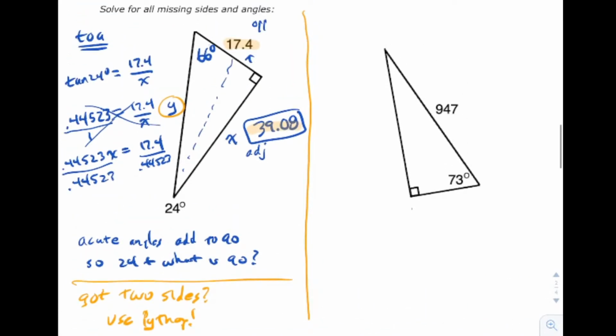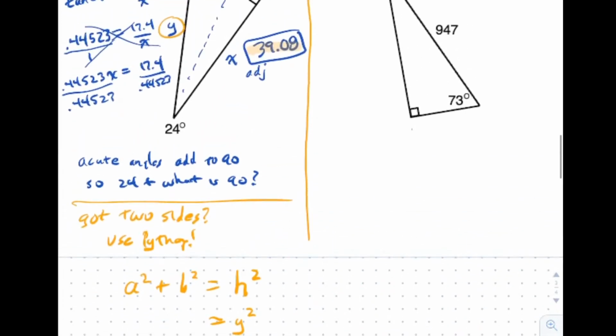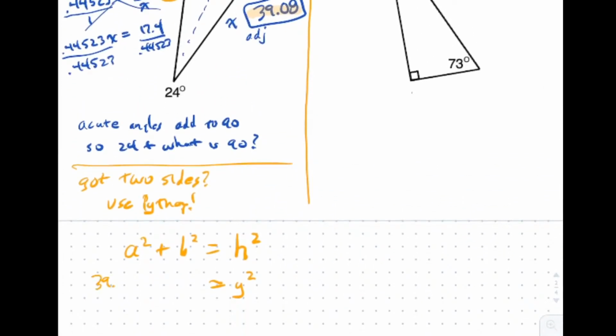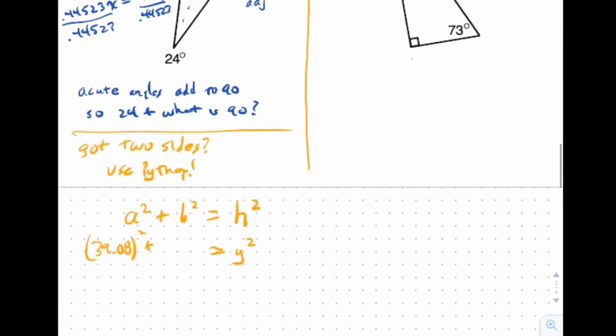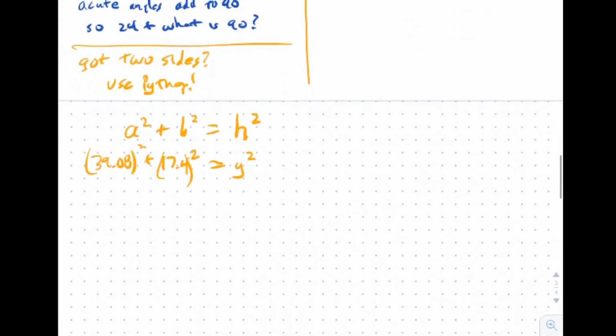Well, it looks like the side that I want is the hypotenuse. The side that I want is the y. So the y squared goes over there. Take my other 2 sides. One of them was a 39.08. I'm going to square that. And the other one was a 17.4. I'm going to square that. Okay, so take my 39.08 and square it, and I'm getting like a lot. 1527.2464. And I add on to that a 17.4 squared.